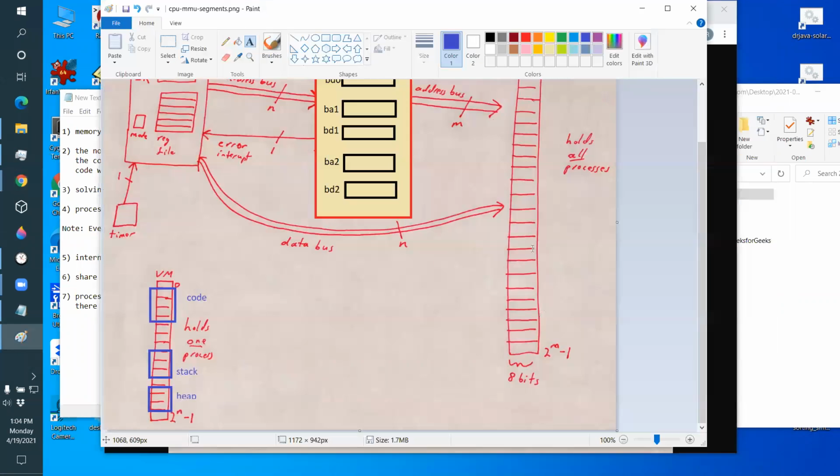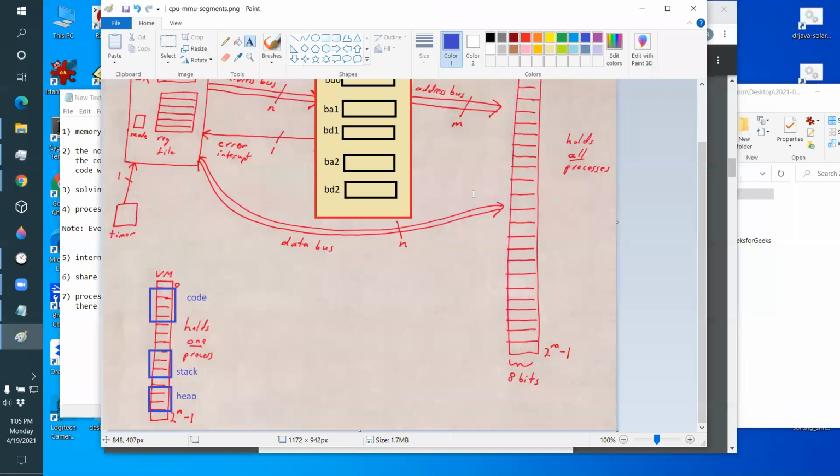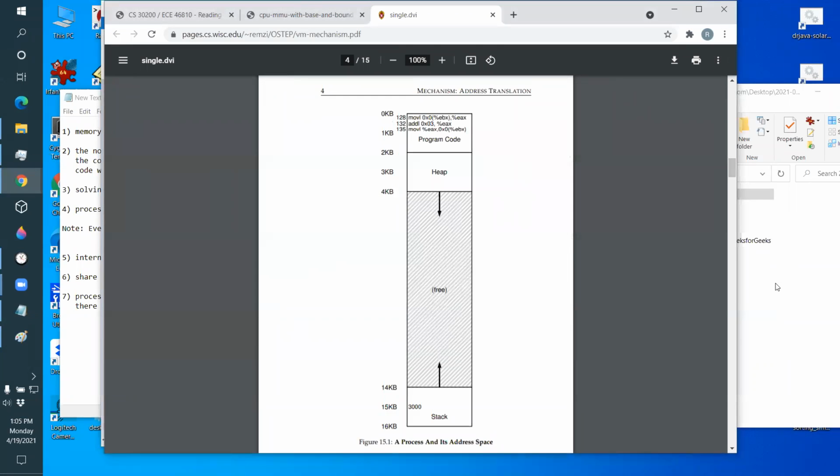Here they have code, then heap. Notice that there's a bunch of free memory here, and then the stack. This is unused memory that the heap can grow into, or the stack can grow into. And this is important. This here is going to be called the internal fragmentation. Remember, I said fragmentation is when memory is in chunks that aren't being used.